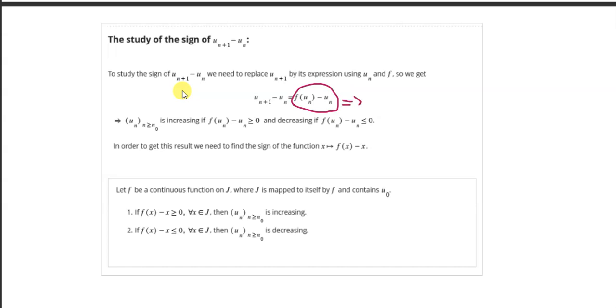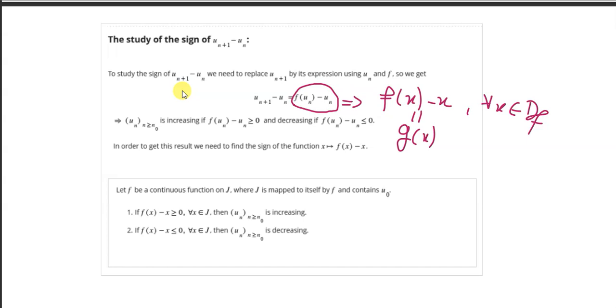This means that we need to find the sign of f of x minus x, and of course here x belongs to the domain of the function. To find the sign of this function, we cannot directly use the values of x, but here we need to see the variation table of g of x, which is defined by f of x minus x. So we only need to see the variation table of g to decide if we have an increasing function or a decreasing function.